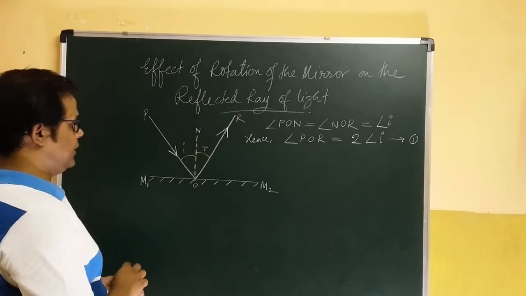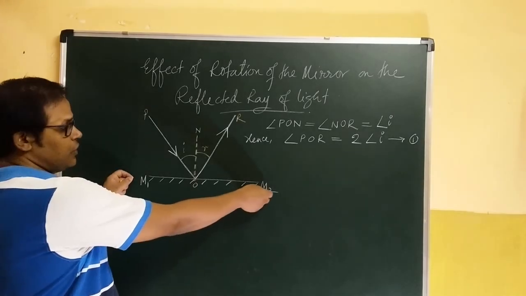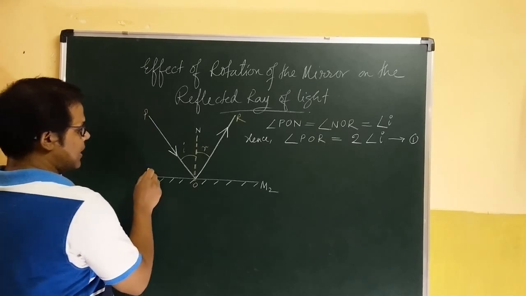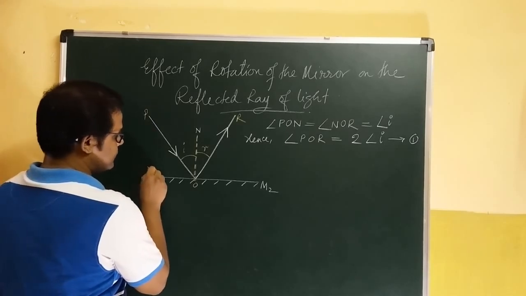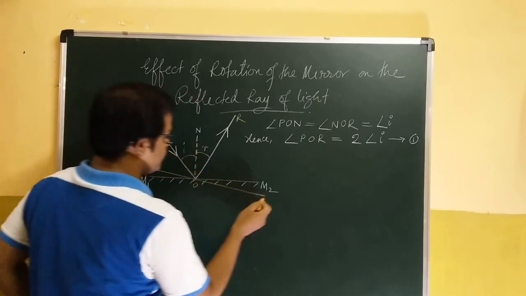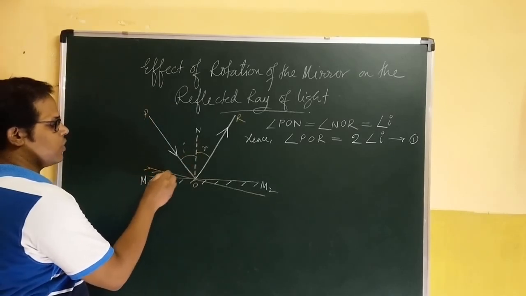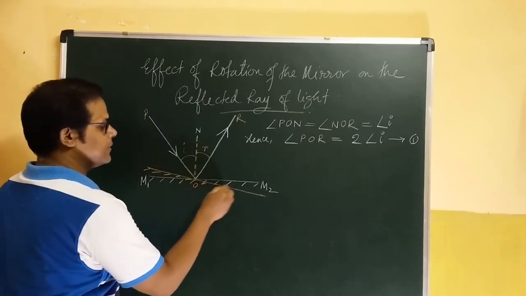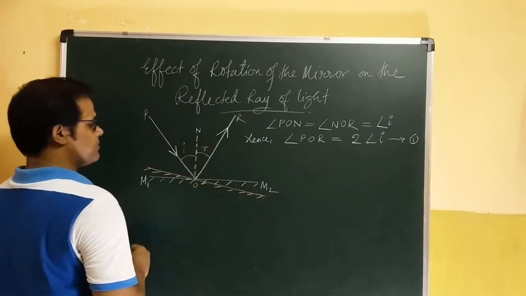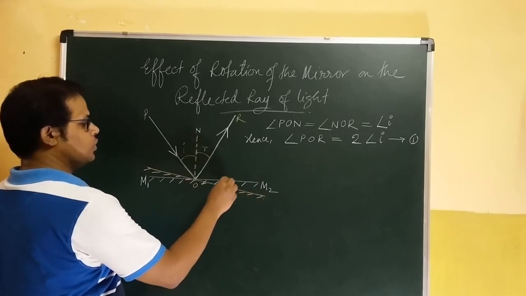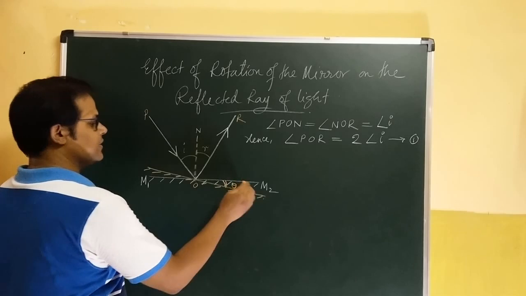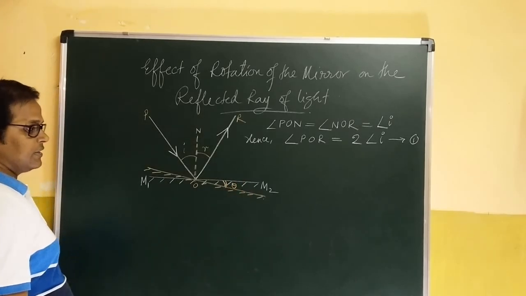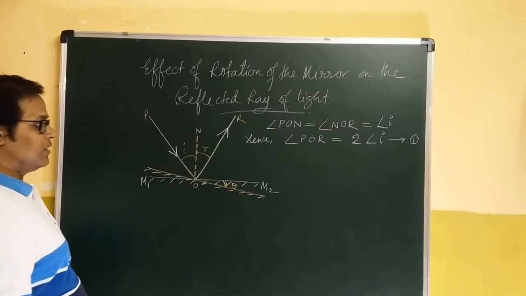Now the question is, what will happen if I just rotate this mirror by a certain angle of theta? So let me draw the new position of the mirror with this orange colored chalk piece. And let us mark it and show the angle of rotation as theta. I think it's very crystal clear, visible to you. All right.